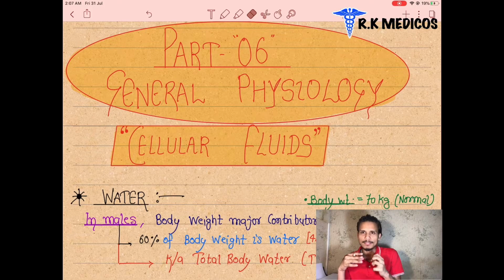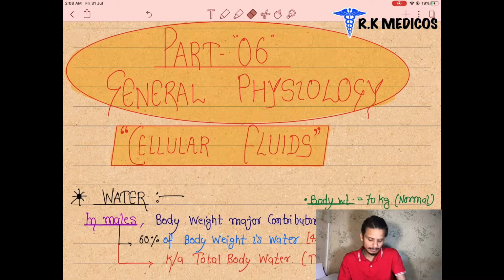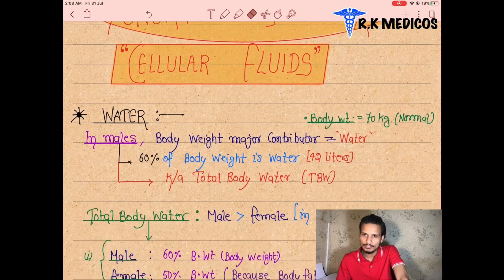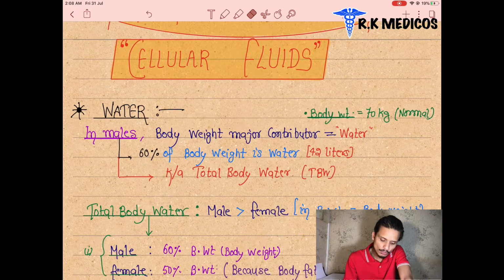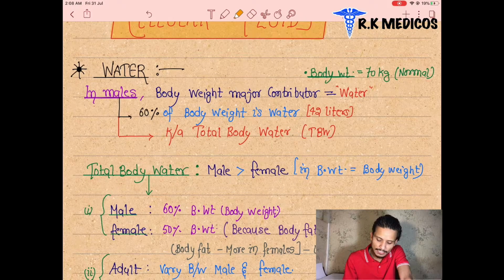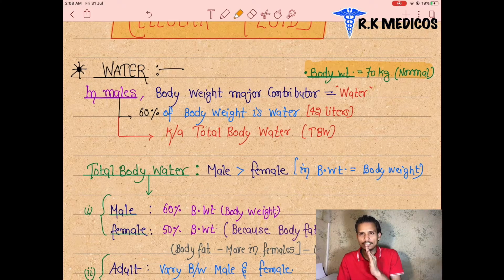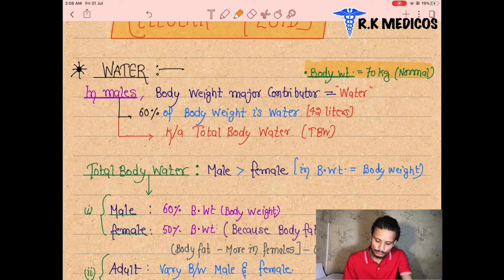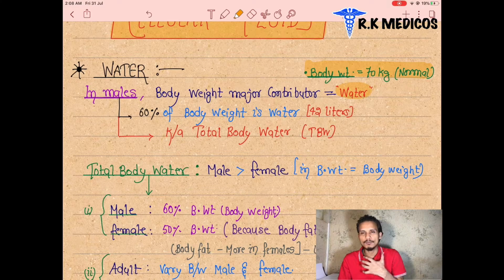So the main content of cellular fluids: what is the fluid present inside the cell? Basically, they are the different constituents of water. We can see here that water is the major component of our body weight. Suppose any person has a body weight of 70 kg, which we take as the normal weight. What is the main body weight composition here? Water. As I already told you, our body is mainly composed of water.